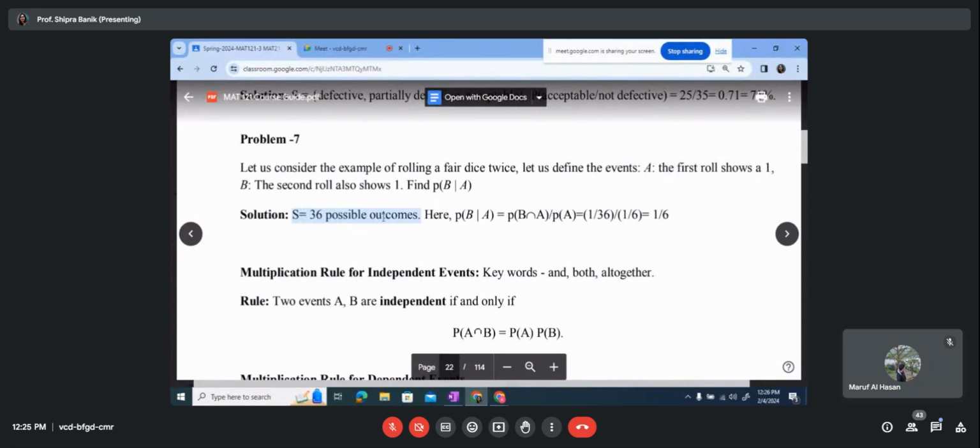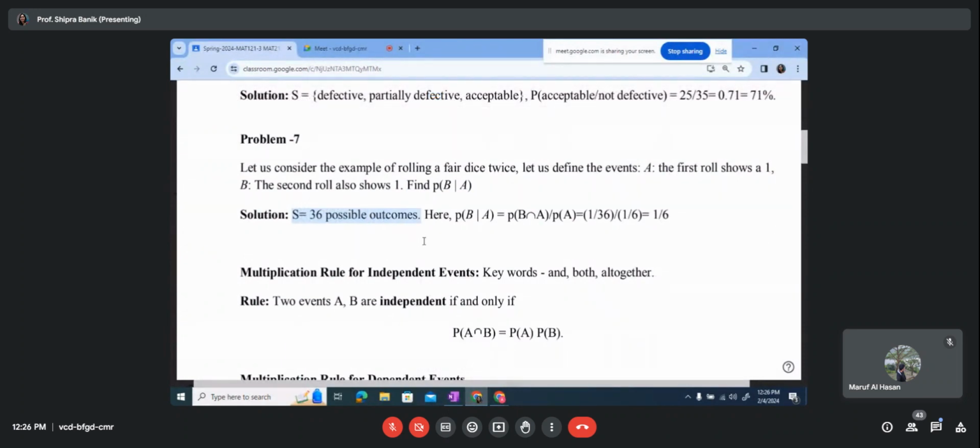Obviously, our sample space will have 36 possible outcomes, right? Because we now have a pair of fair dice. So there are 36 possible points. Do you know this? Yes, miss. 36 possible outcomes. Now we are going to find the probability of B given A. Look, they have used the formula. Probability of B intersection A, meaning A intersection B. Isn't it the same thing? We'll get the same answer. B intersection A is equal to A intersection B, right? Is this okay? Yes, ma'am.